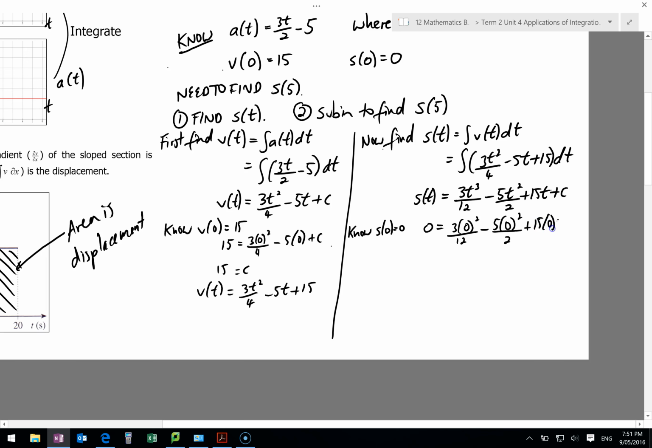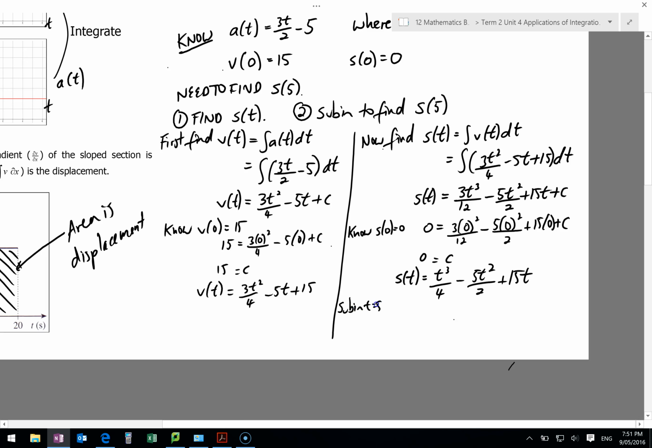It's always good to get in the habit of substituting in, so that sometimes when you're not given the initial condition, like you're given s of 1 equals 15, you'll know, oh, I need to sub in 1 everywhere. Okay, so my displacement function will be all of this with a 0 where c is. This 3t cubed on 12, I'm going to change to t cubed on 4, just to make it a bit simpler. Okay, so I've finally found my displacement function, and now I can sub in to find s of 5.